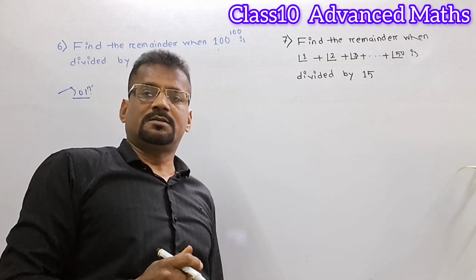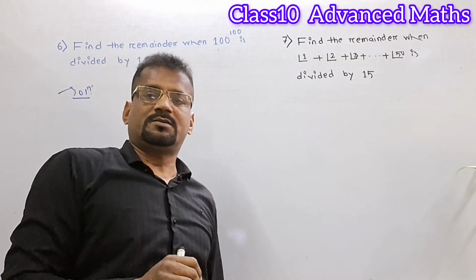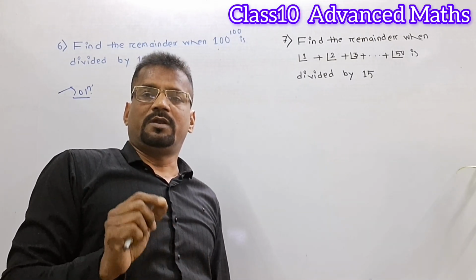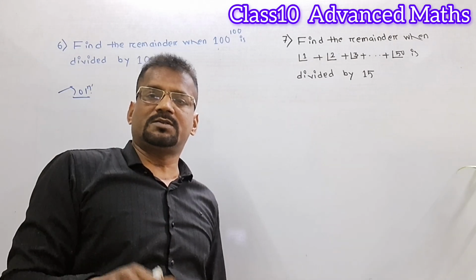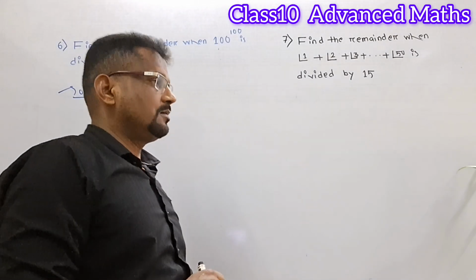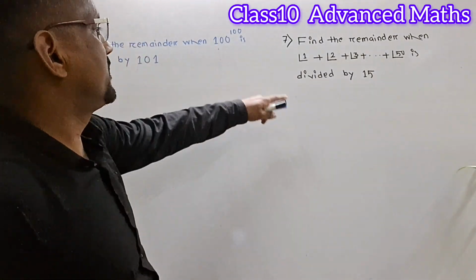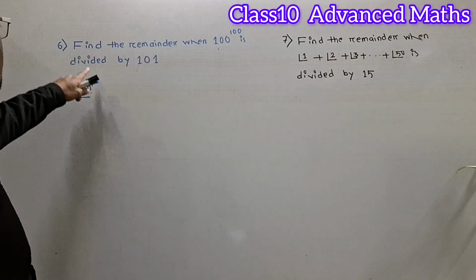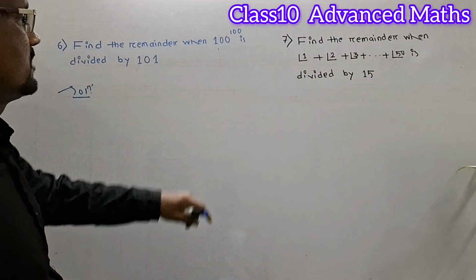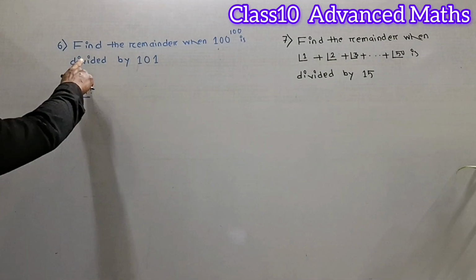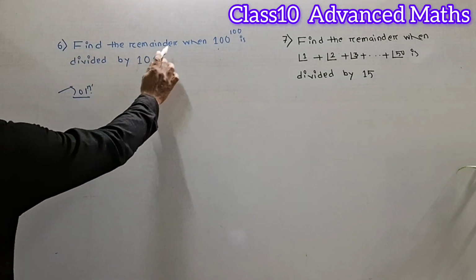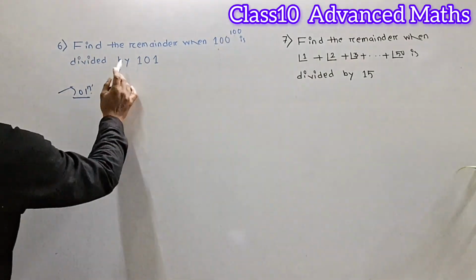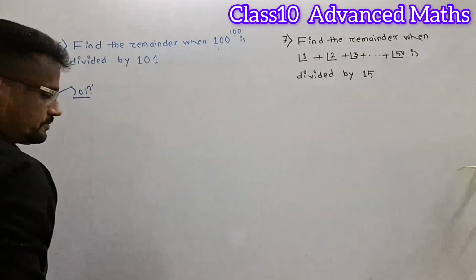Class 10 students, those having advanced maths under your Seva board, we are solving some important questions for your board exams. And today, these two questions we are taking. This is your arithmetic of integers exercise question number 6 and question number 7. At first, question number 6: find the remainder when 100 power 100 is divided by 101.